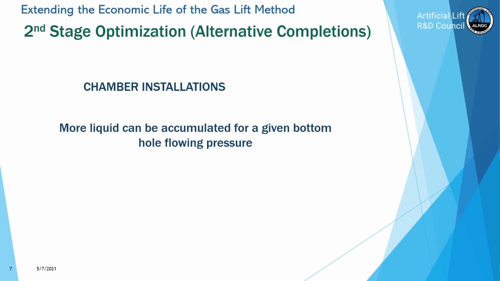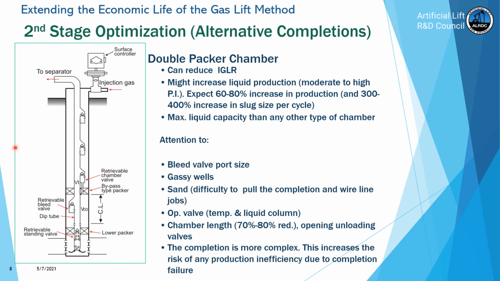The first type of completion that I'm going to explain for intermittent gas lift is the chamber installation. More liquid can be accumulated for a given bottom hole flowing pressure using this type of completion. This is what we call double packer chamber. We have an upper packer here and a lower packer.